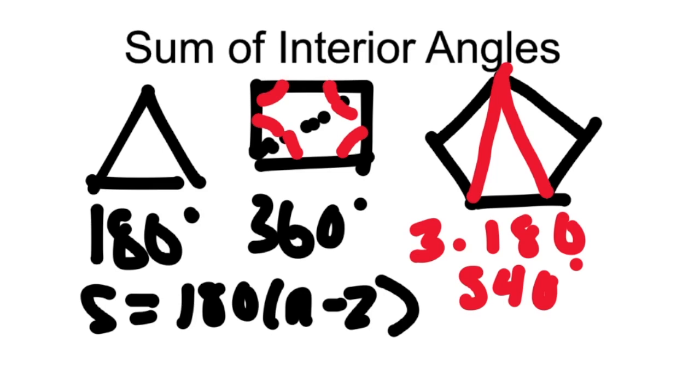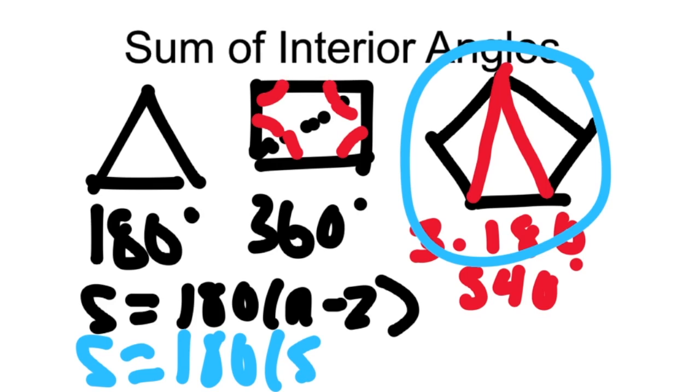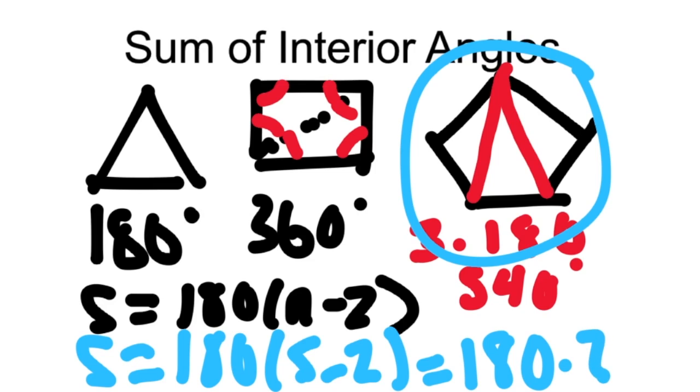Let's check this. So let's say we want to do the pentagon. That will be equal to S equals 180 times 5 minus 2, which is equal to 180 times 3, which is the exact same amount we got by drawing the triangles. So you can either draw triangles or use the formula to find the sum of the interior angles.